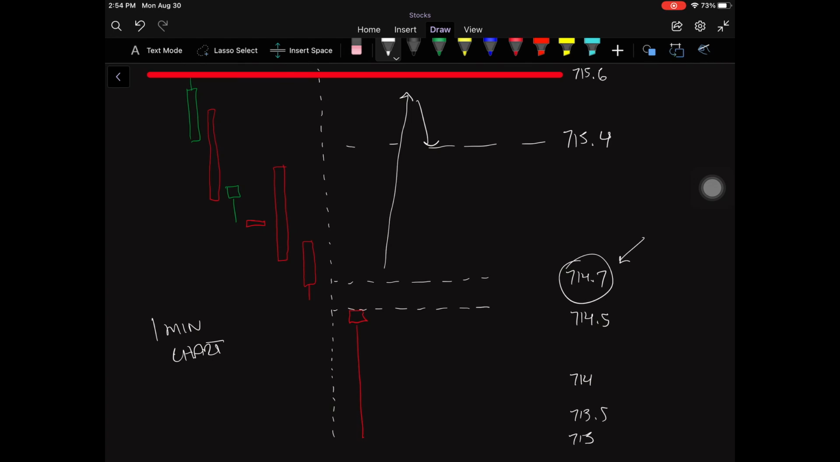Now that is perfect. The reason why we enter a little bit early sometimes, when the setup is there, that is very important. You can only enter early when the setup is there. It gives us a little bit of wiggle room in case the stock were to fail.